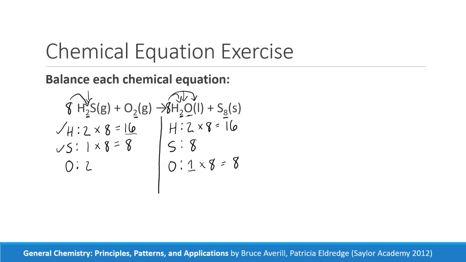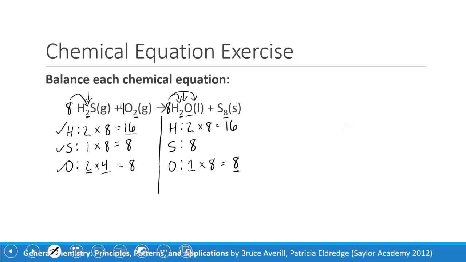Now the hydrogens and the sulfurs are balanced, and the last thing is the oxygen. Okay, I have 8 oxygens on the product side and only 2 on the reactant side. So if I want to make the reactant side match the product side, I need something to multiply by 2 to give me 8. And that would be a 4. So that 4 becomes my coefficient, and 4 times 2 gives me 8. And now I have the same number of hydrogen, sulfur, and oxygen on both sides of the reaction.